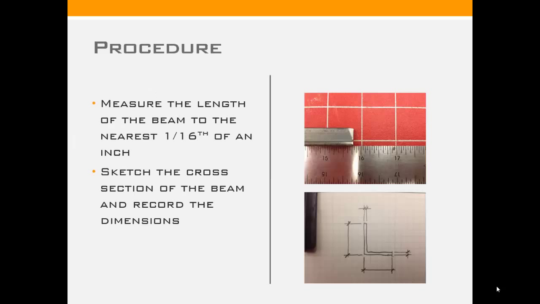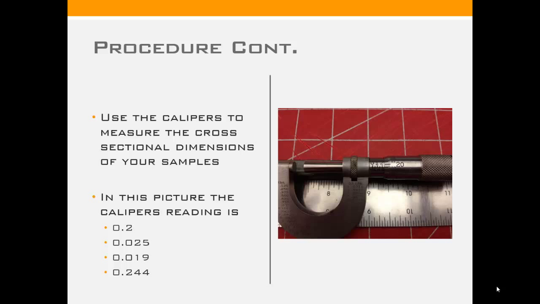You'll need to measure the length of the beam to the nearest 1/16 of an inch and sketch the cross-sectional area of the beam and record the dimensions. Next, you'll use the calipers to measure the cross-sectional dimension of your sample.